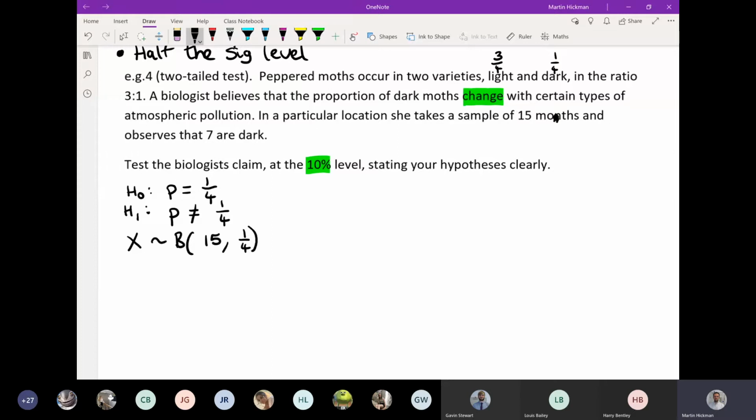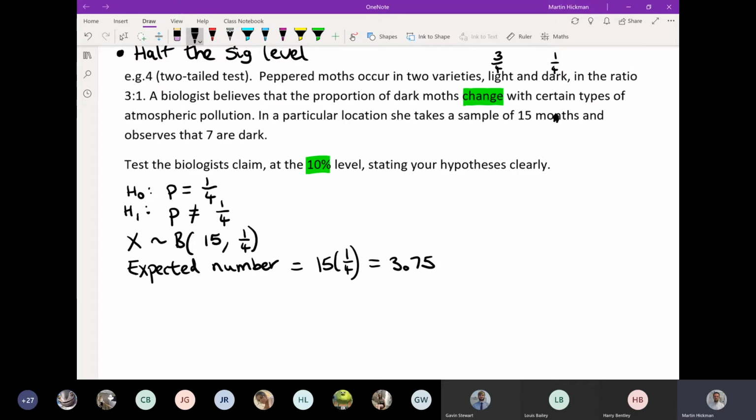Now, something additional, what I didn't do on Tuesday, is I'm going to, and you don't have to do this as part of getting your marks, but I think this helps, work out the expected number, to decide whether you test the lower tail or the upper tail. Now, the expected number, all I have to do is just times the number of trials by the probability. What this means is, if I take a sample of 15 moths, if 1/4 of them are supposedly dark, I would expect to find 3.75 of the dark moths.